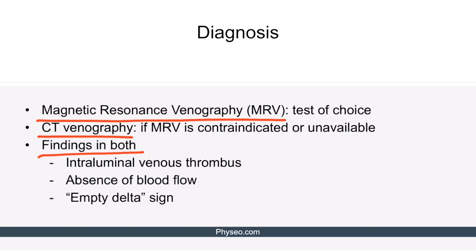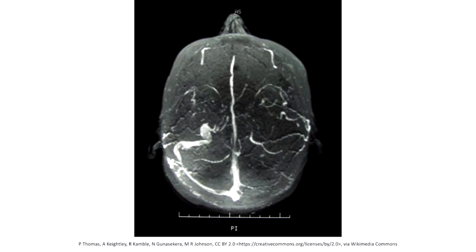Empty delta sign represents a dural venous sinus with a hypodense center and hyperdense borders. This is an MR venography image showing the classic appearance of cerebral venous thrombosis. Take a close look at diminished blood flow in one of the dural venous sinuses.